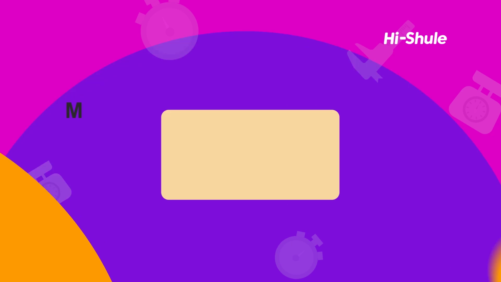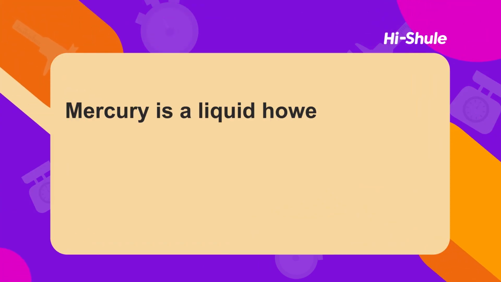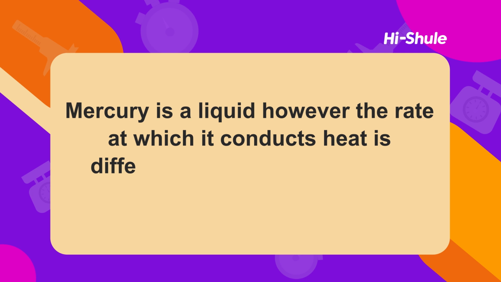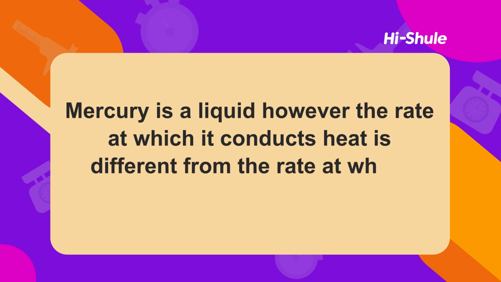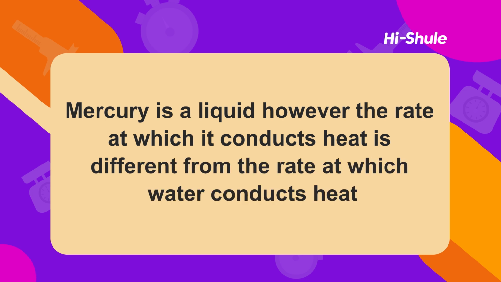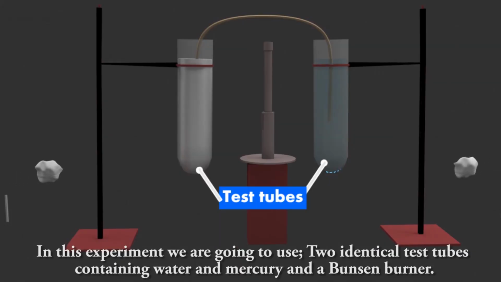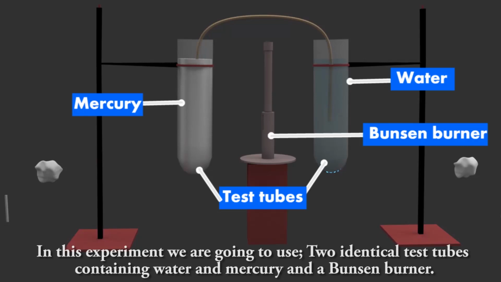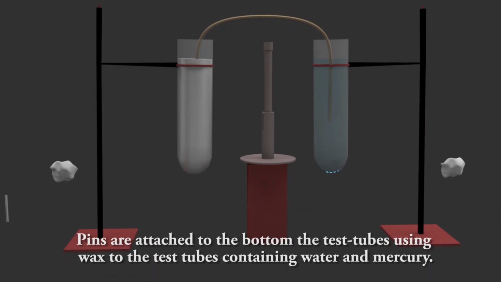Mercury is a liquid. However, the rate at which it conducts heat is different from the rate at which water conducts heat. Let's carry out an experiment to compare water and mercury as heat conductors. In this experiment, we are going to use 2 identical test tubes containing water and mercury and a Bunsen burner. Pins are attached to the bottom of the test tubes using wax. The first test tube containing water and the second containing mercury.